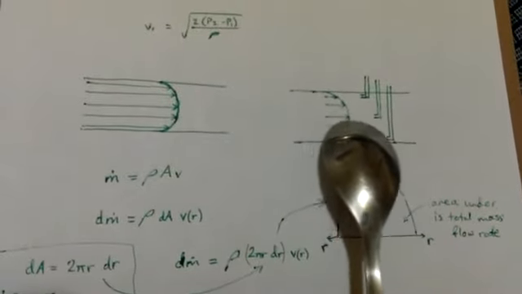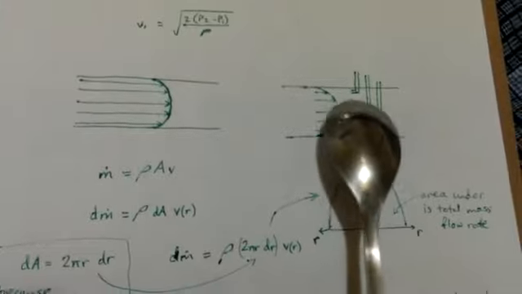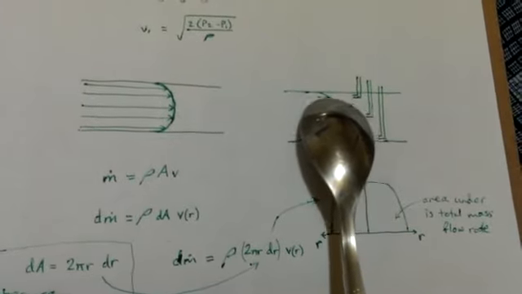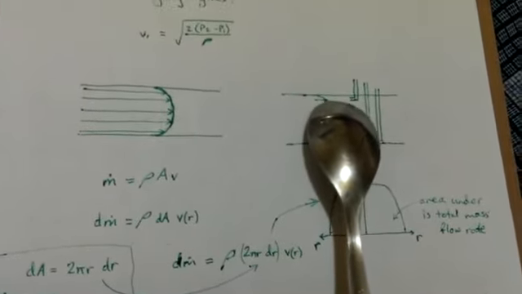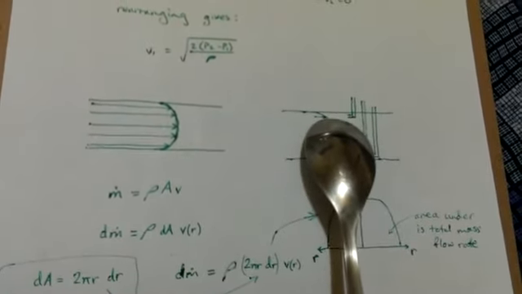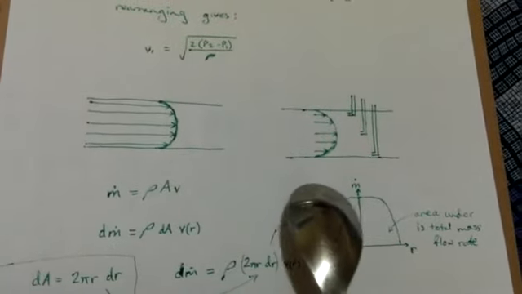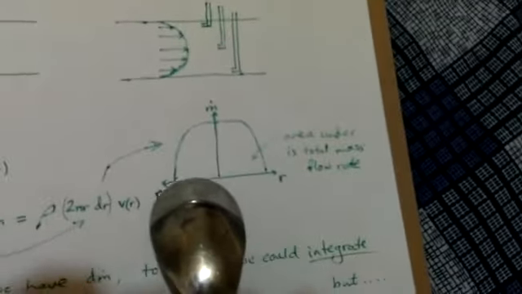The flow rate, the amount of air flowing through the middle, is much higher than the amount of air flowing near the edge every second. Every second more air flows through the middle than there. So that means the mass flow rate changes. It changes according to this relationship.